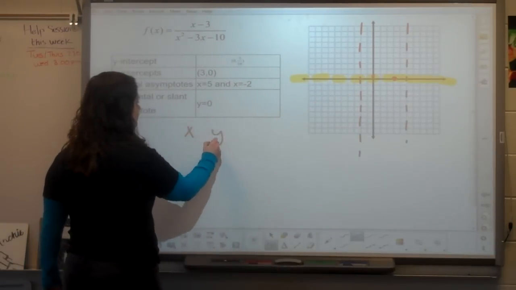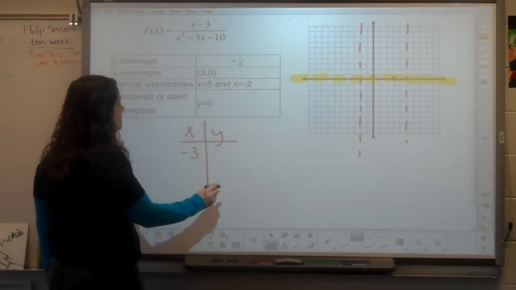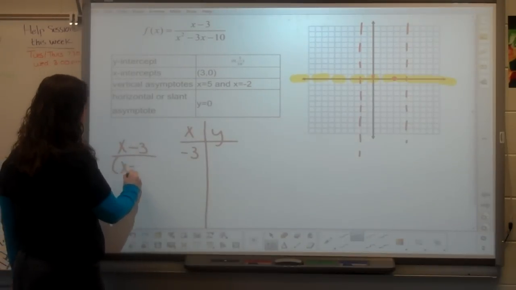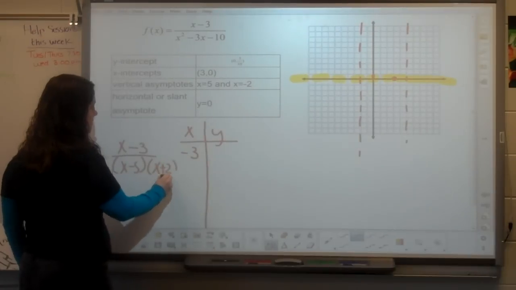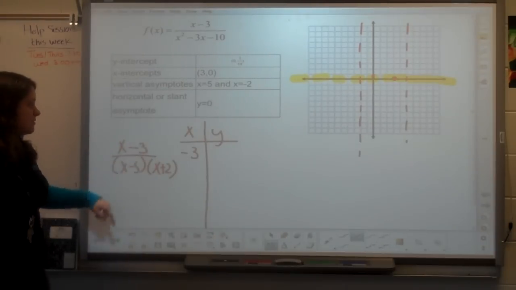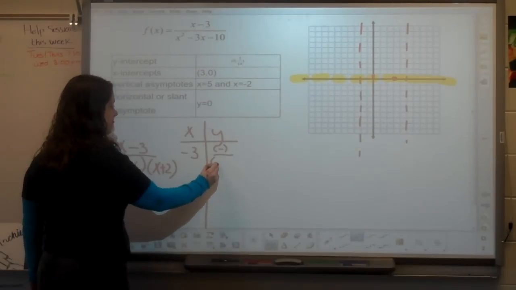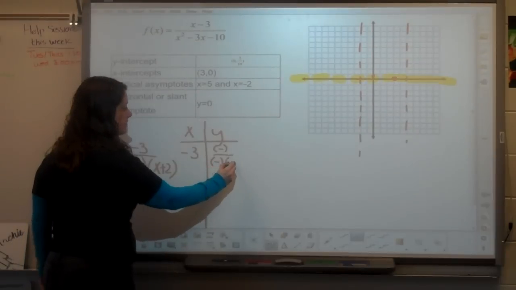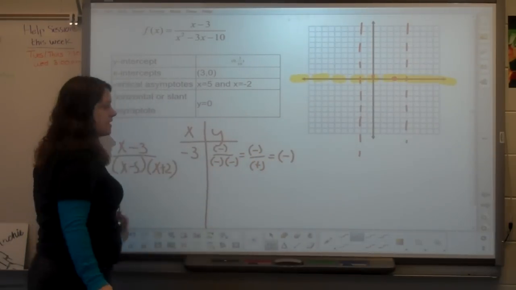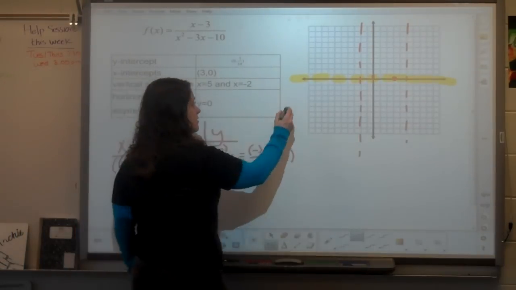So on my sign chart, if I were to plug in a negative 3, my function is going to be x minus 3 over x minus 5, x plus 2. Okay, so that's what I'm plugging it into. It's easier to plug it into the factored form. So negative 3 minus 3 is a negative. Negative 3 minus 5 is a negative. Negative 3 plus 2 is a negative. Okay, so my final answer when I plug in negative 3 is negative, so I know that the function lives below the line. Alright, so right here.